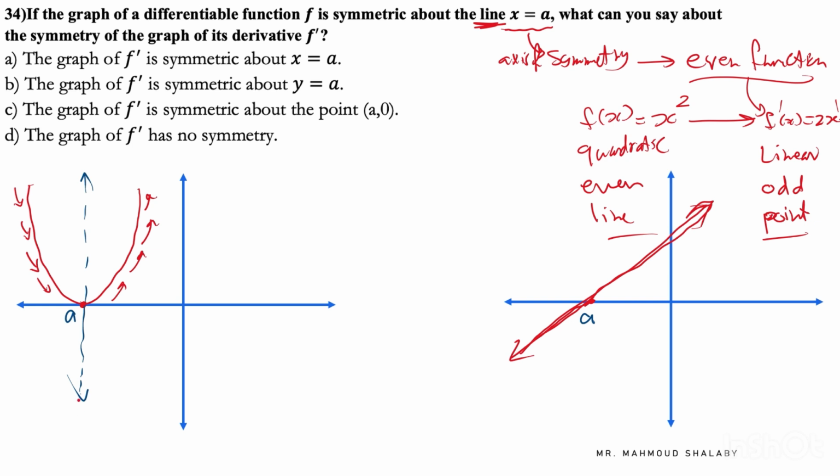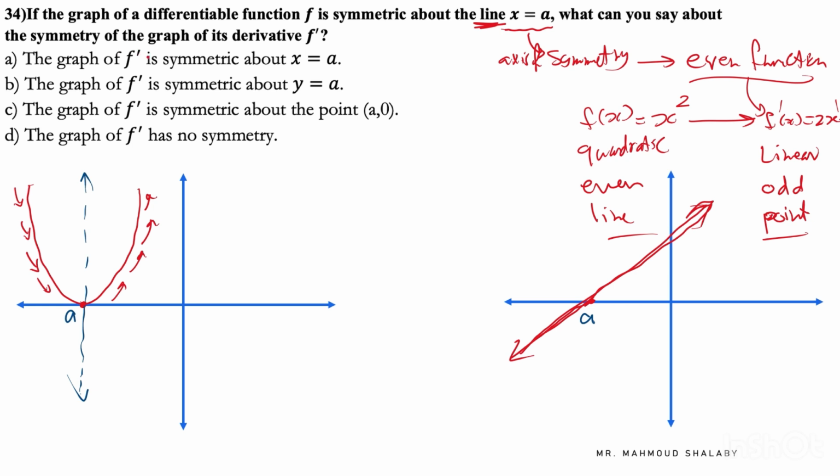So again, this is the most important thing. If it's a quadratic, for example, it will be linear. If it's even, it's going to be odd. If it's symmetric about a line, it will be symmetric about a point. So let's say that we have 4 choices. Let's see which one we will choose.